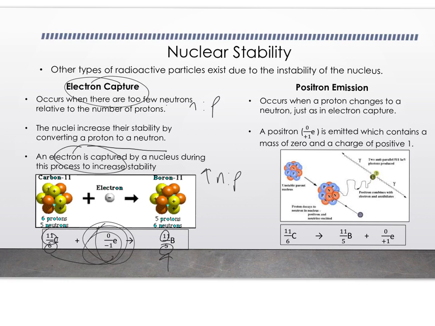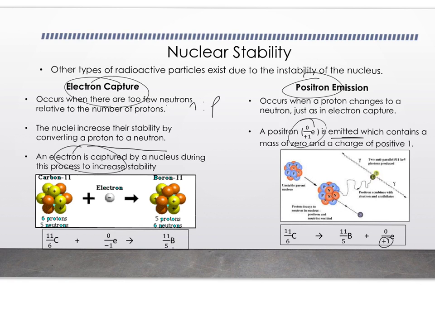Then you have your positron emission. That occurs also when a proton changes to a neutron, just like electron capture, except, hence the name, emission. So we have capturing down at the bottom left side here, and then we have emission at the bottom right-hand side. So again, this positron is equivalent to an electron, except for the fact that it has a +1 charge now. So your positron is like an electron, except it has a +1 charge, still a mass of 0, and that one is emitted through this positron emission process.